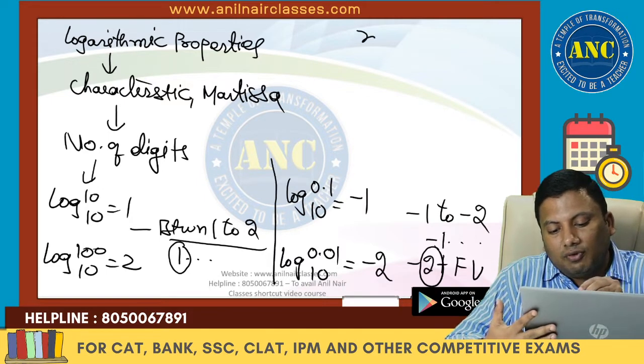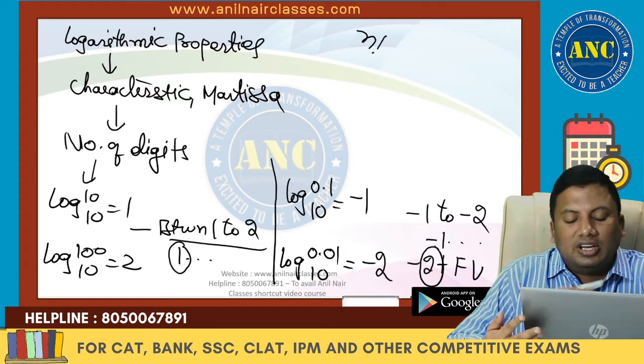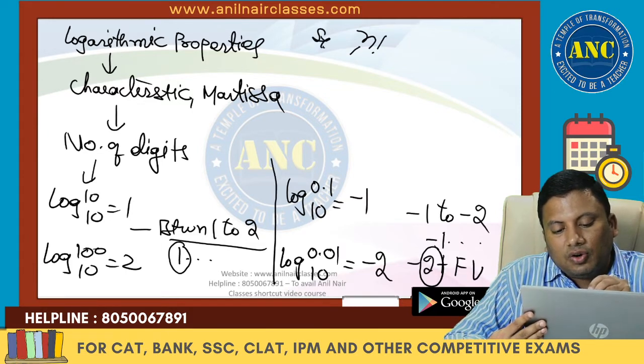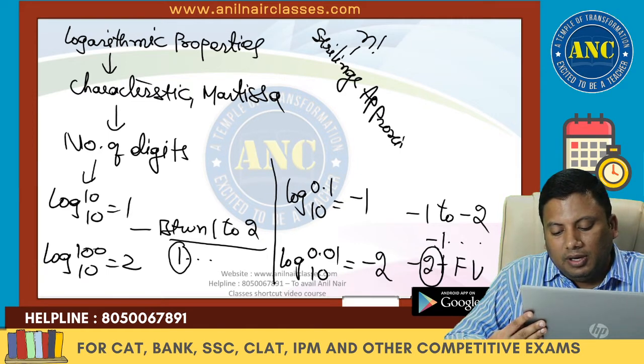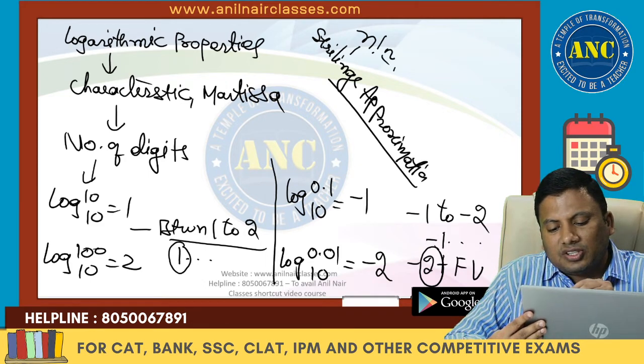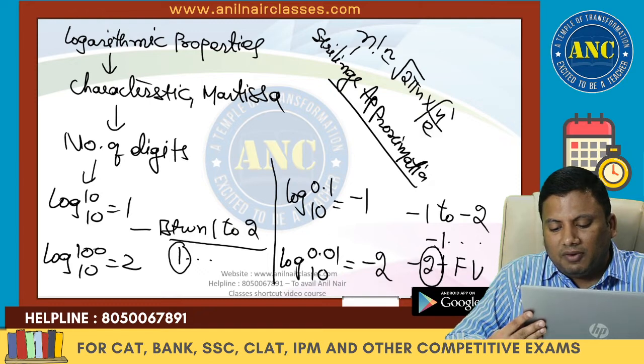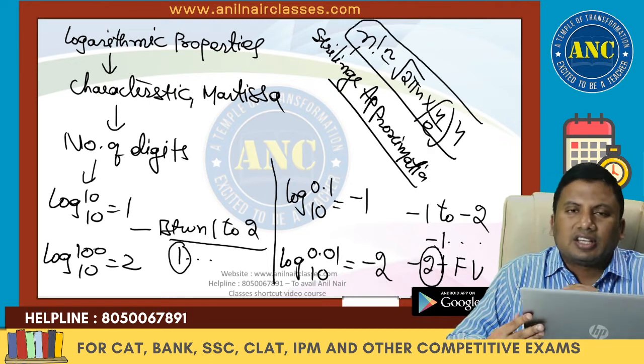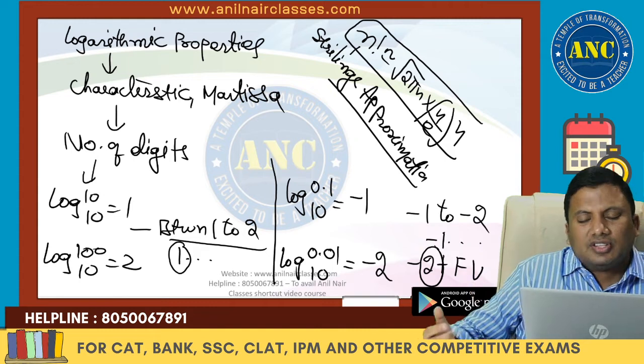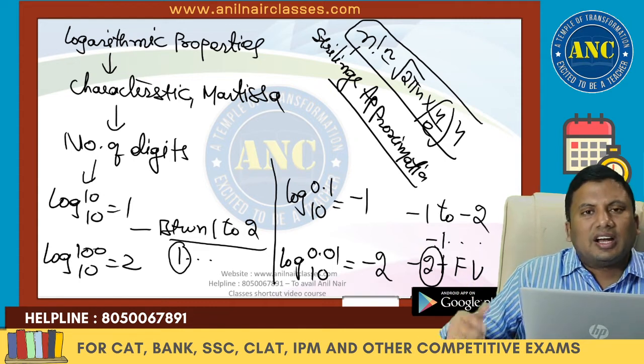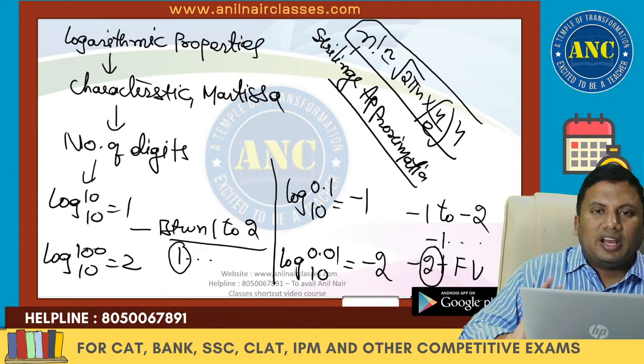In case you want to find the number of digits for n factorial, you can use Stirling's approximation. You can check on Wikipedia how this concept can be used to solve this. It is approximately root of 2 pi n into (n by e) power n. This is Stirling's approximation, not required. Generally it is required for MSc and higher-level mathematics. I hope the idea is clear.